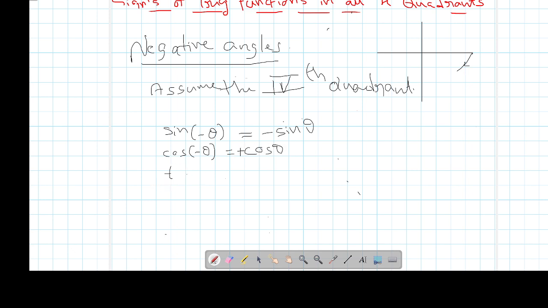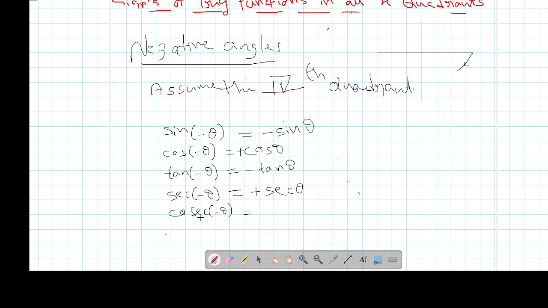In the same way, tan of minus theta. Tan depends on both the axes. In the fourth quadrant, one of the axes, the y axis, is negative, so it is plus by minus. So this is minus tan theta. Getting me right? Next is secant of minus theta. Sec depends on cos, cos depends on the x axis, and the x axis is positive. So secant of minus theta is positive secant theta.